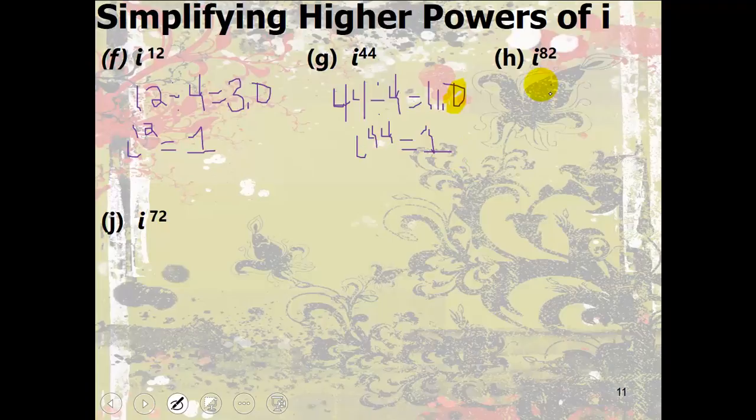i to the 82nd, you take 82, you divide it by 4, you get 20.5. I'm not too concerned about the 20, but the 0.5 tells me that i to the 82nd is equal to negative 1.